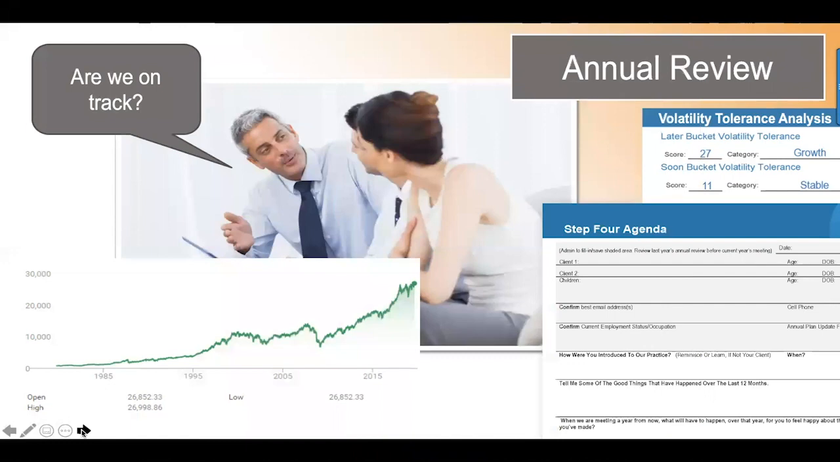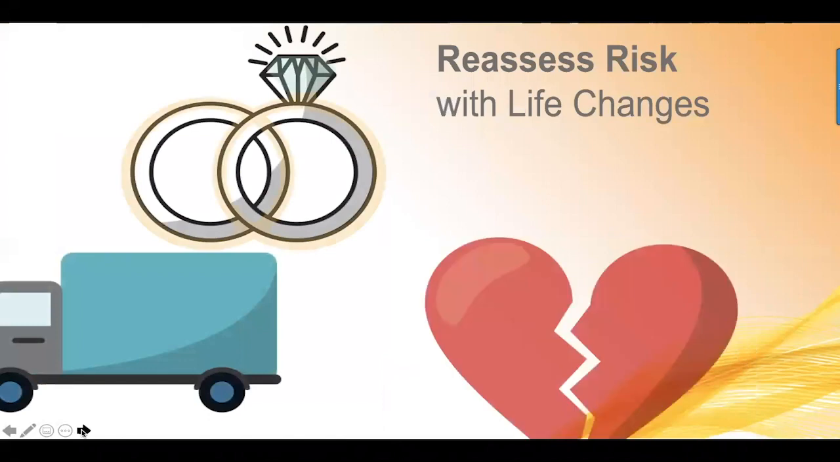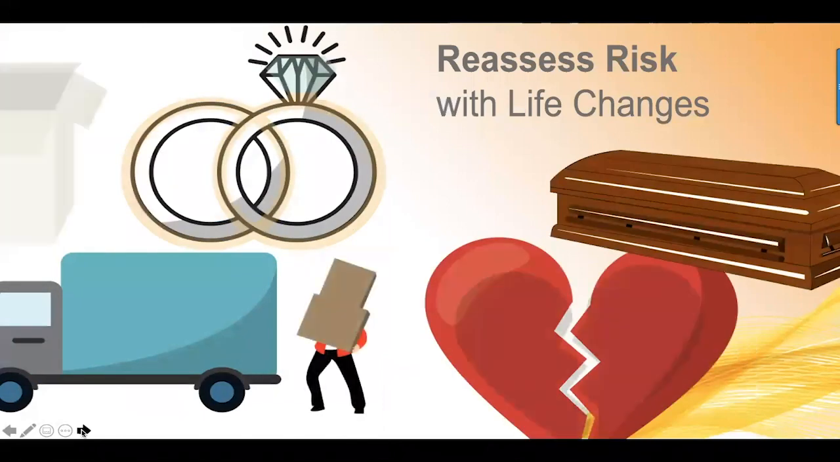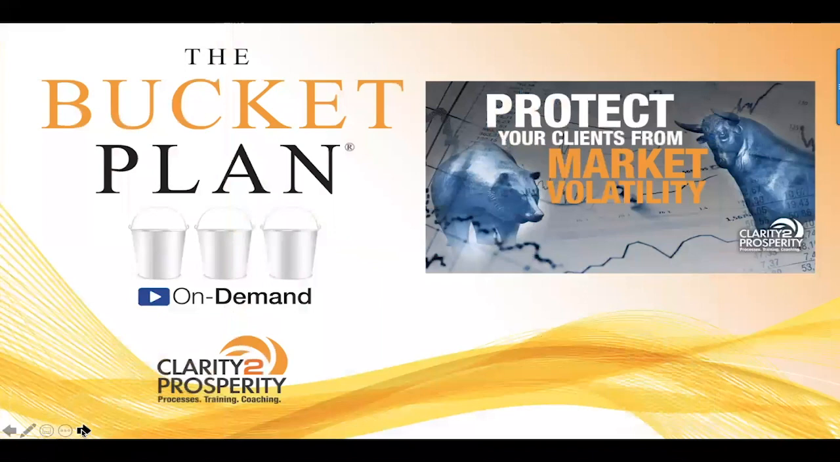Basically, it's our annual review process. And so every year we revisit. We don't redo the entire volatility tolerance analysis, but we revisit it to make sure they're still comfortable with the way they're scoring and the way they're invested. Now, we will redo it if there's big life changes and we need to reassess risk, like the passing of one of the spouses, a marriage, moving, new jobs, big things like that. It is good to redo it every few years.